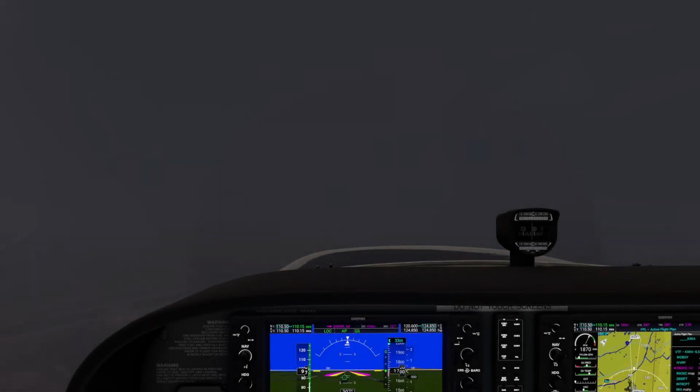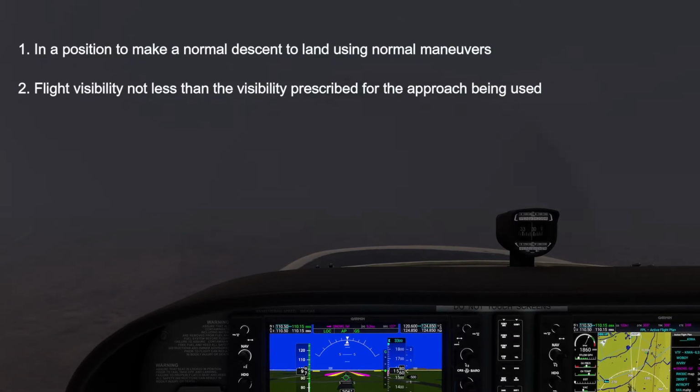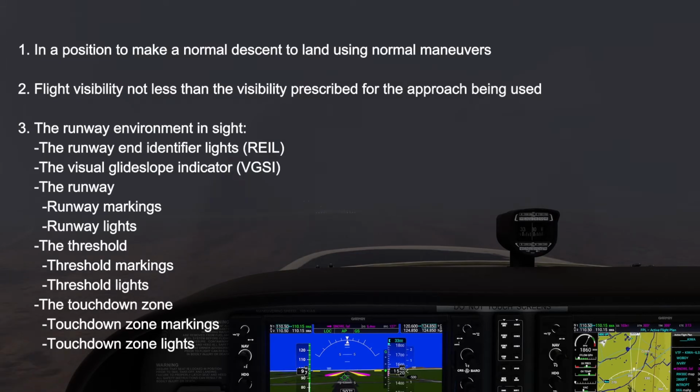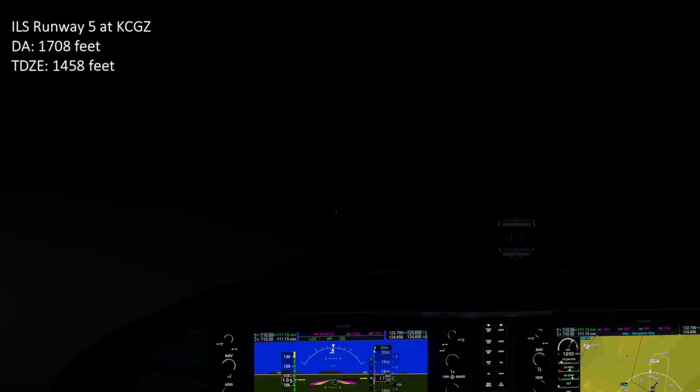To recap, we must meet all 3 of the criteria outlined in 91.175(c) in order to initiate a descent below the DA or MDA. We must be in a position to make a normal descent to land using normal maneuvers, have the required flight visibility prescribed for the approach procedure, and have at least one of the components of the runway environment in sight to descend below the DA or MDA and continue down to the runway. The exception being the approach light system.